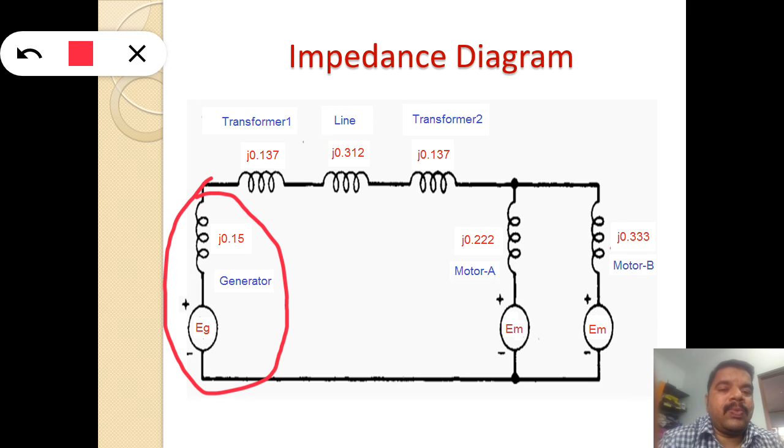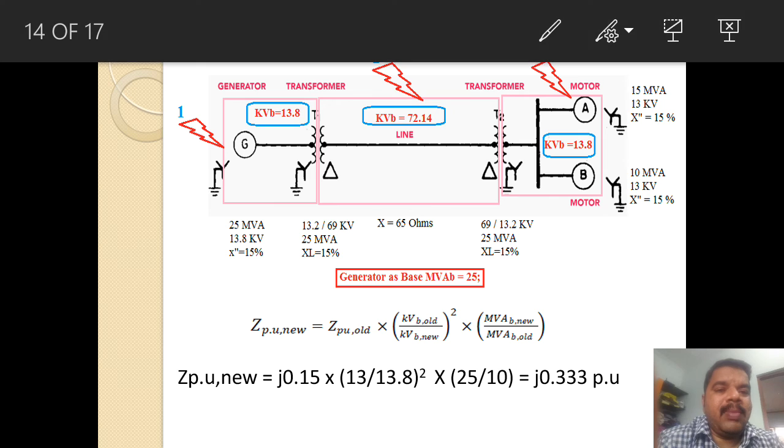For plus minus also we have to mention. And the particular reactance value is j0.15. Already we found that value. Then similarly, the next component is transformer T1, the next is the transmission line, and the next is transformer T2. So all the elements, the generator, transformer T1, line and transformer T2, will be connected in series.